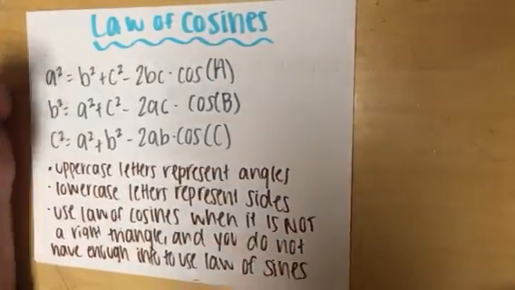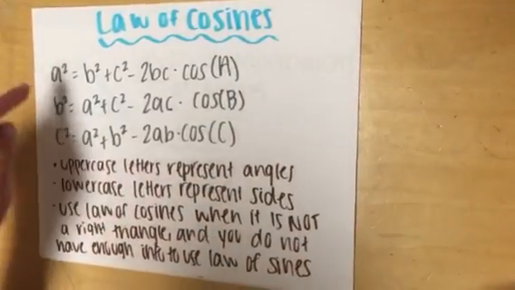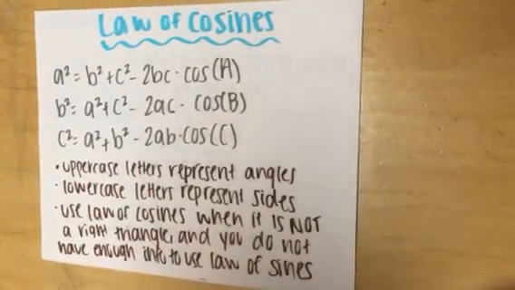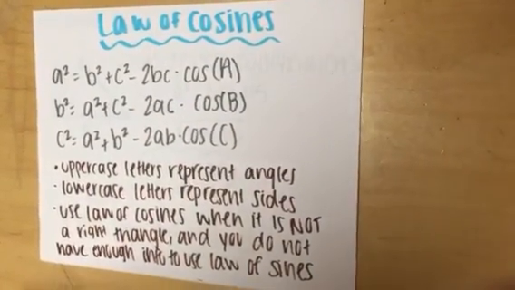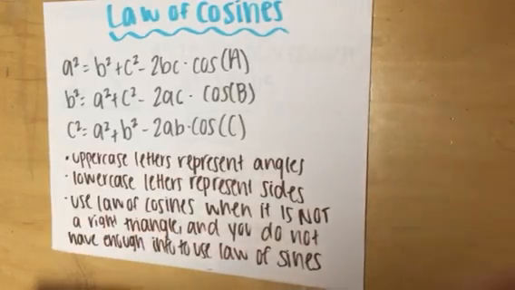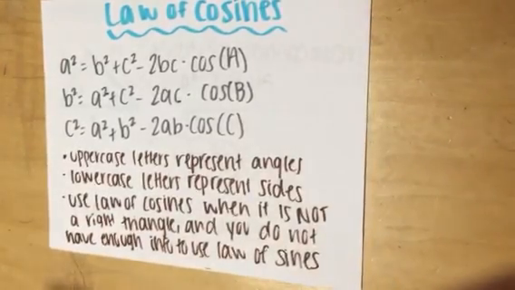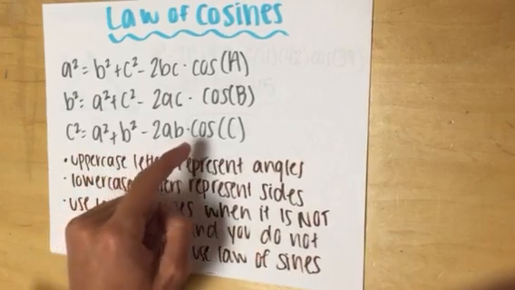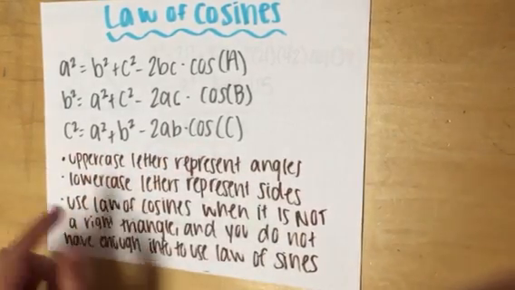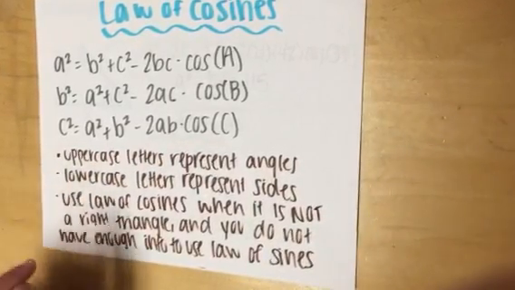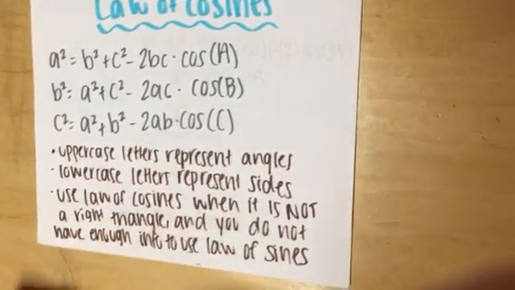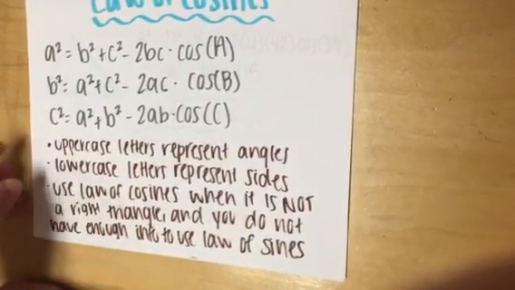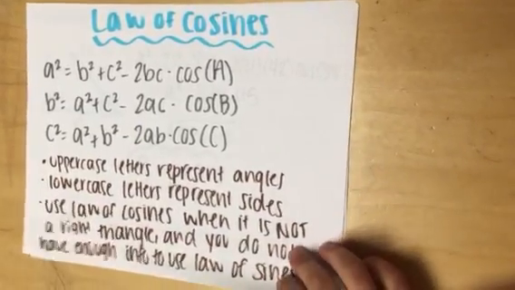Let's review law of cosines real quick. A squared equals b squared plus c squared minus 2bc times cosine A. B squared equals a squared plus c squared minus 2ac times cosine B. C squared equals a squared plus b squared minus 2ab times cosine C. The uppercase letters represent angles, the lowercase letters represent sides. We're going to use law of cosines when it is not a right triangle and you do not have enough info to use the law of sines.